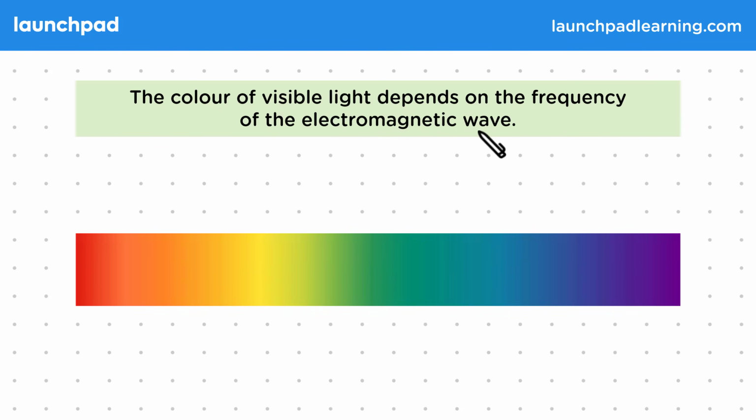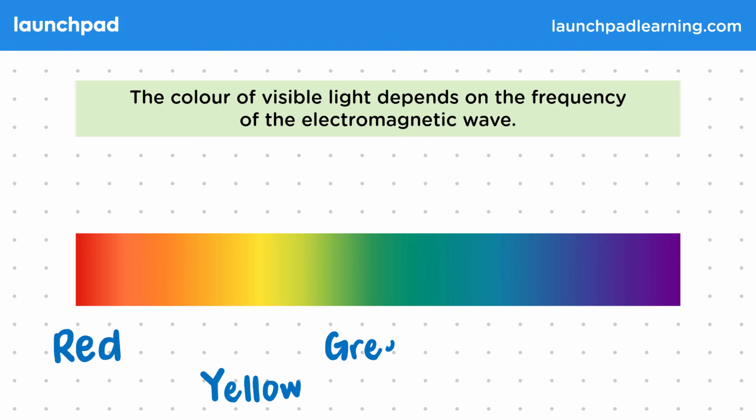Here's an example of the visible spectrum. You might recognise it as the pattern of colours formed by a rainbow. From left to right, we can see red, yellow, green, blue, and violet, along with some other colours in between, like orange bridging red and yellow.